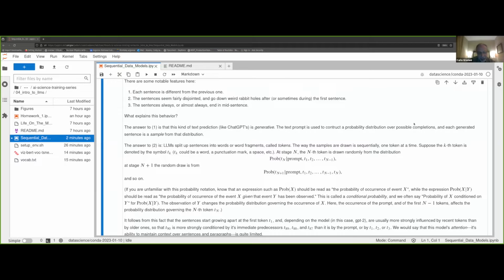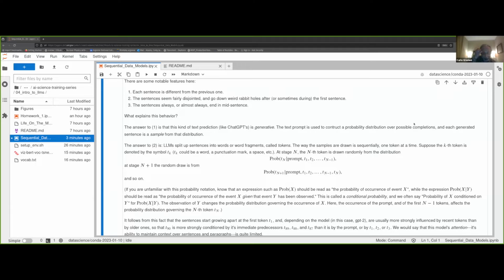if you denote the kth token by the simple T sub k, which could be a word or a space or punctuation mark and so on, then what happens at the nth stage is, in this notation, the probability that the nth token should be Tn is given by this probability distribution conditioned on the prompt, the first token, the second token, and so on, up to Tn minus 1, okay? And then at stage n plus 1, the whole thing happens all over, except that now the probability of the n plus 1 token is conditioned on the prompt and all the tokens through Tn.